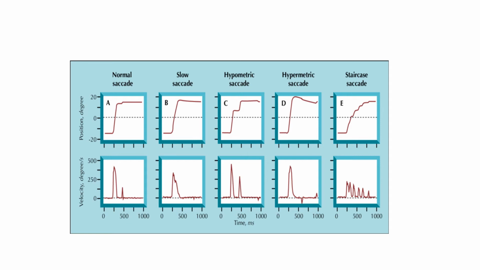And the E tracing shows the eyes make a stop before reaching the target, or saccade. It also may be due to a lesion in the cerebellum.